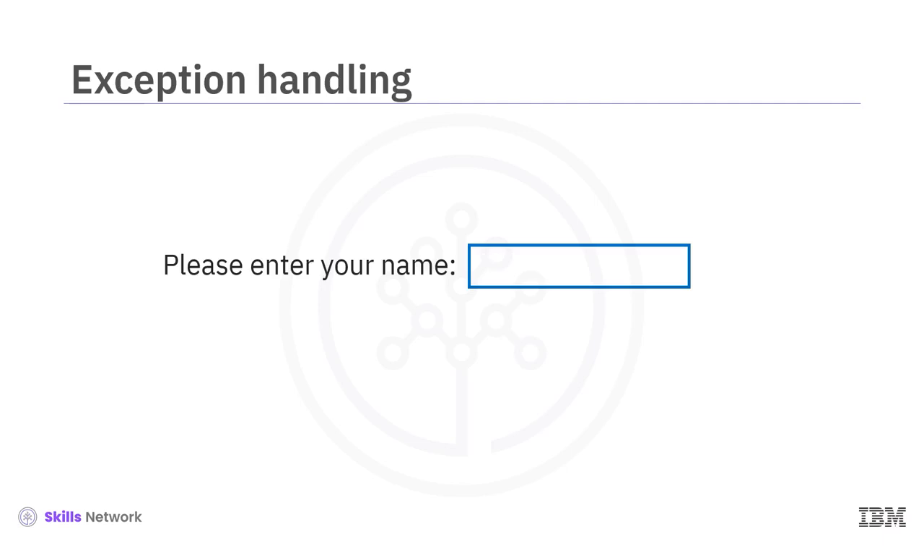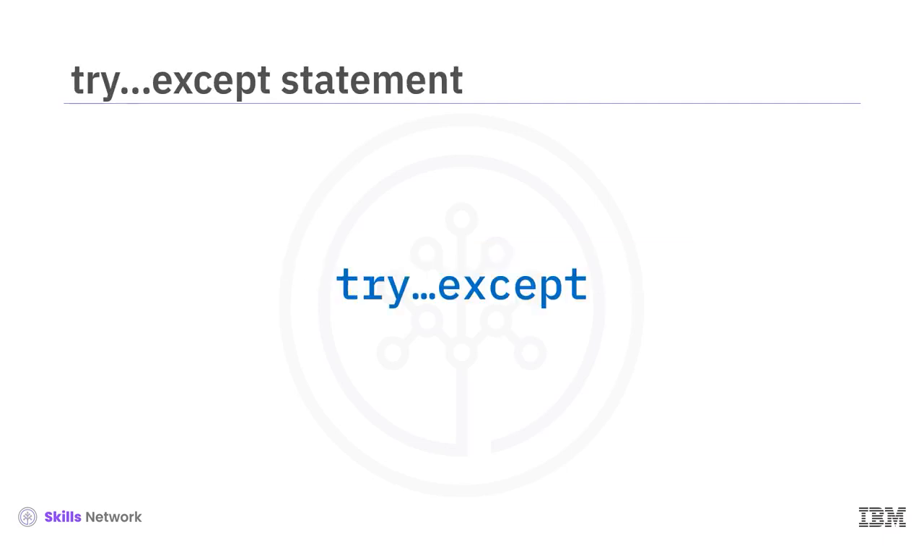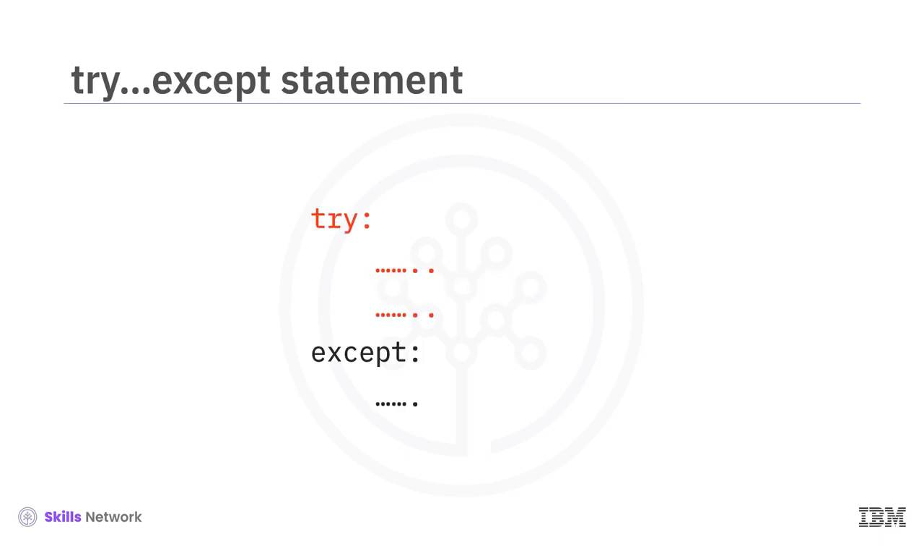So let us see how exception handling works. We will first explore the try except statement. This type of statement will first attempt to execute the code in the try block. But if an error occurs, it will kick out and begin searching for the exception that matches the error. Once it finds the correct exception to handle the error, it will then execute that line of code.